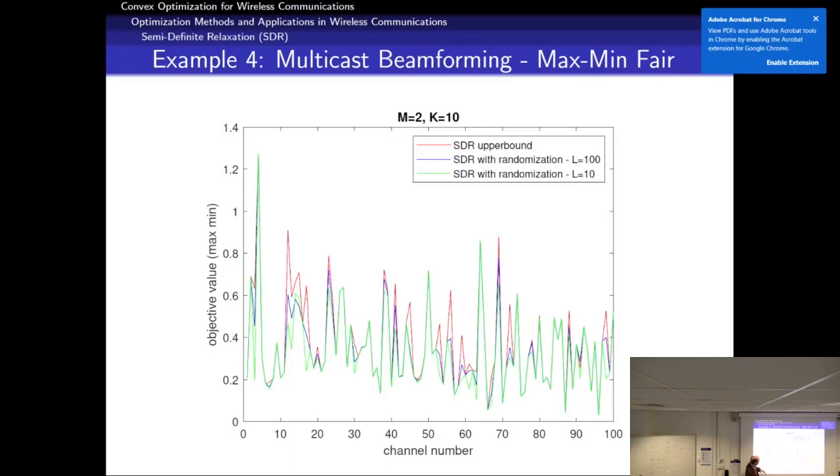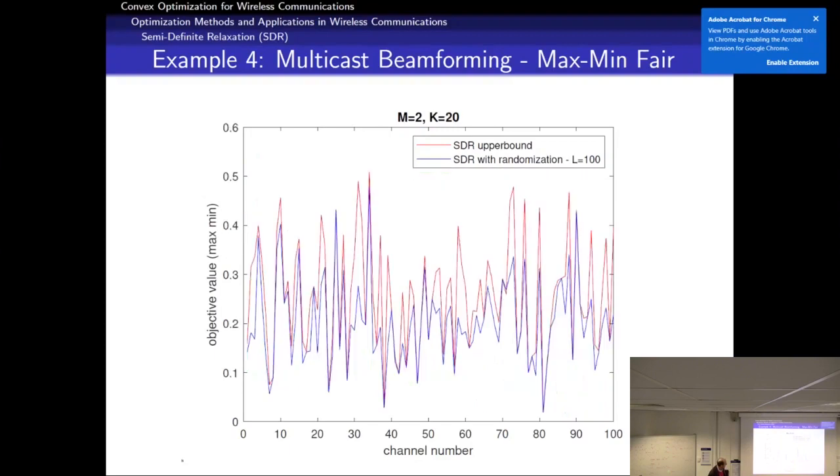samples, essentially on average you do better. That's why you see on average the blue one is better than the green one, because essentially you have more samples to pick from. Okay, so this is the idea.